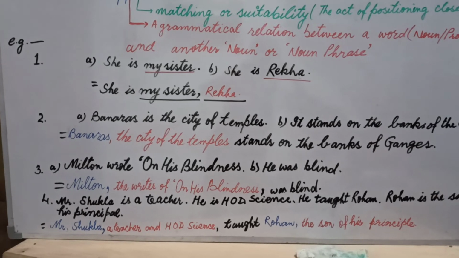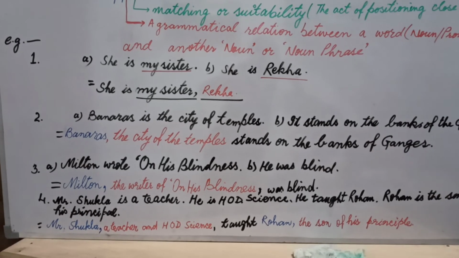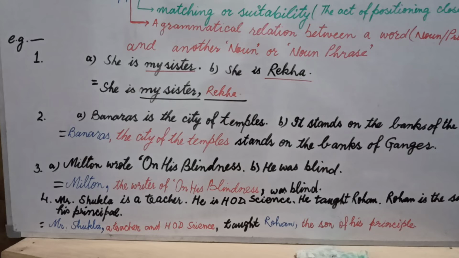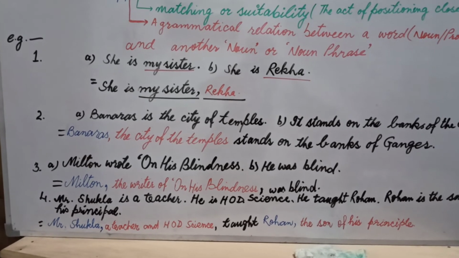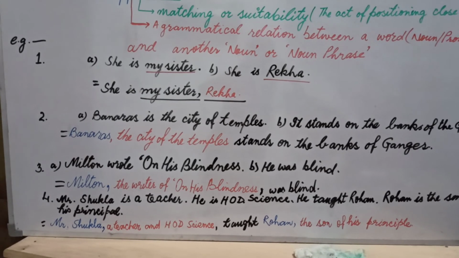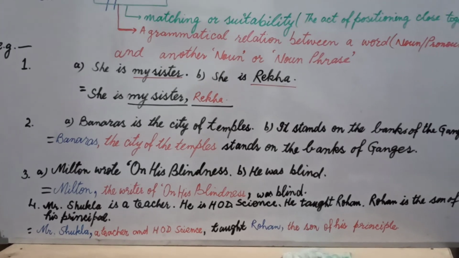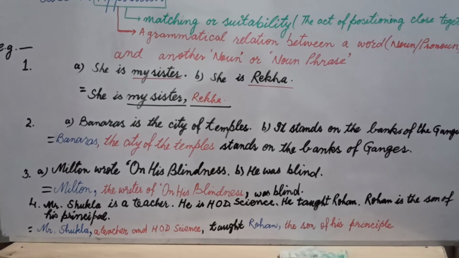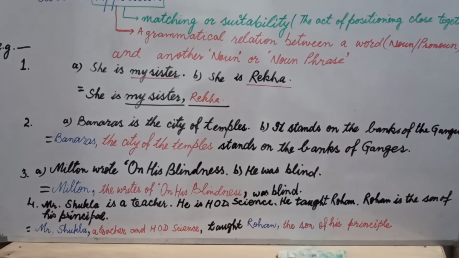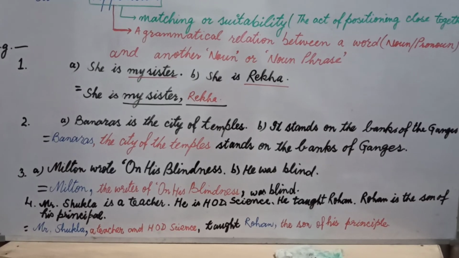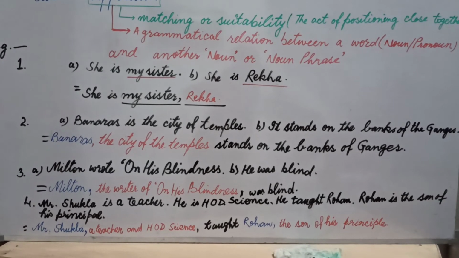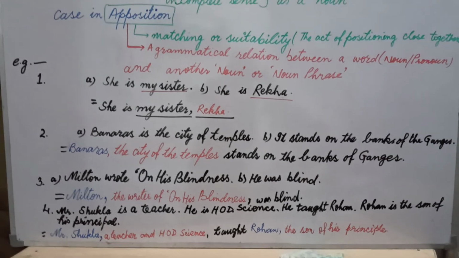Rohan is an object, and there is a noun phrase in apposition of Rohan, I mean the son of his principal. In this way, I connected four sentences into one simple sentence. The sentence has become: Mr. Shukla, a teacher, and HOD science, taught, that is the main verb, Rohan, the son of his principal.